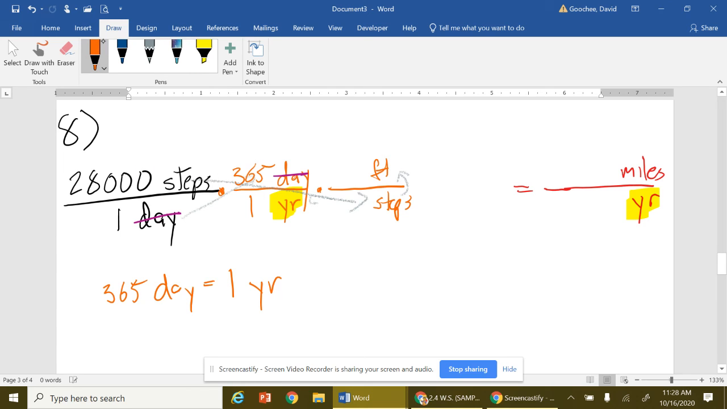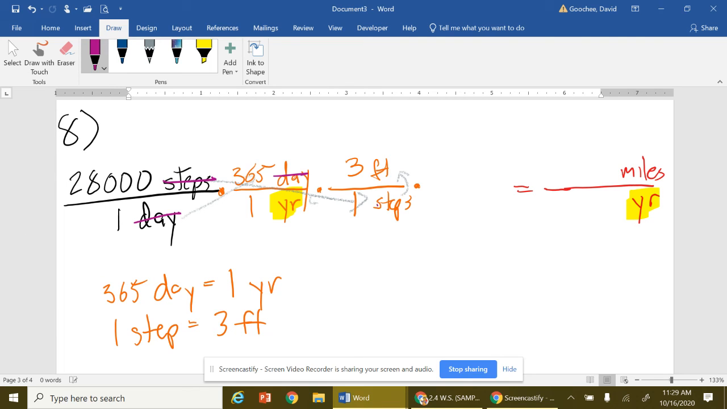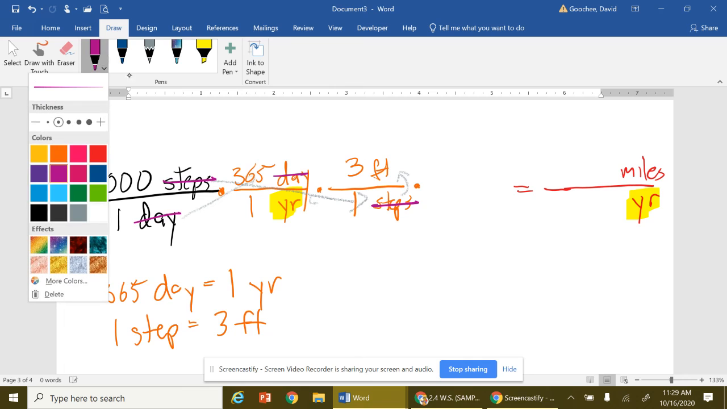All right. 1 step is 3 feet. And there's actually a way to convert your stride length. This is for a moderately tall person like myself. If you're shorter, your stride might be shorter. If you're taller than me, your stride might be longer. Or you can look that up. But approximately 1 step is 3 feet. Okay, so there we go. We are now out of steps and into feet.